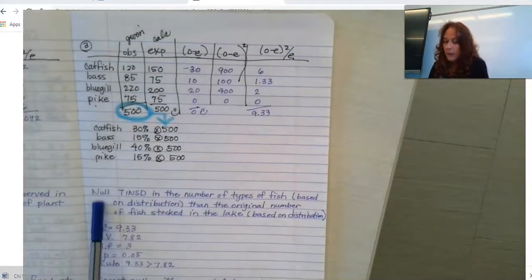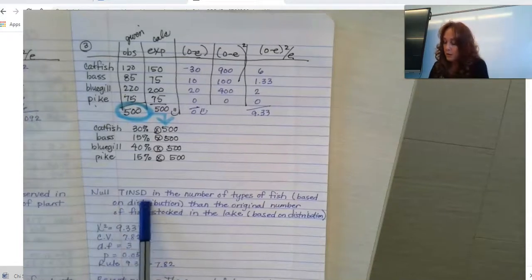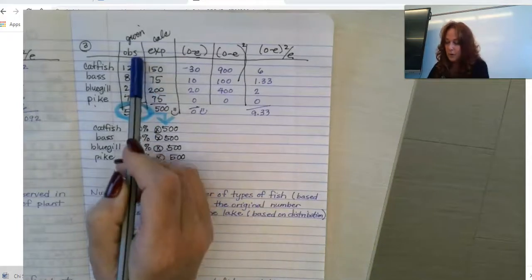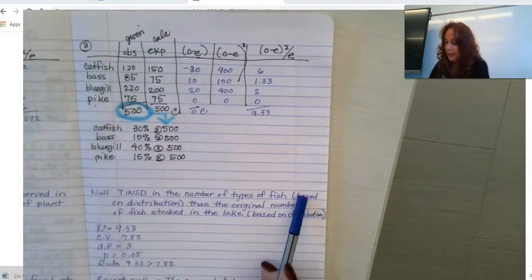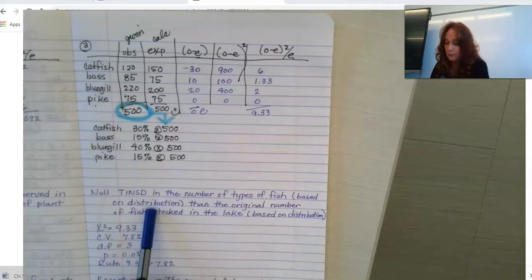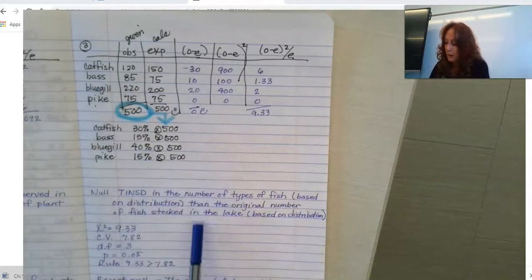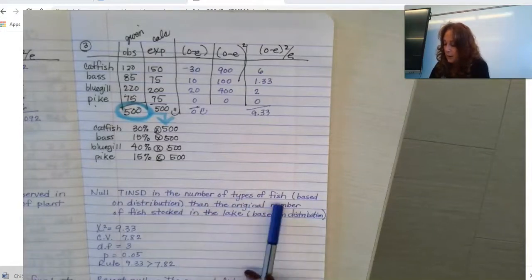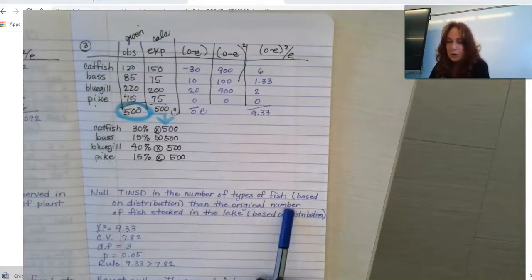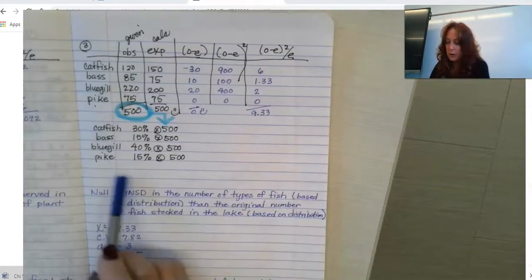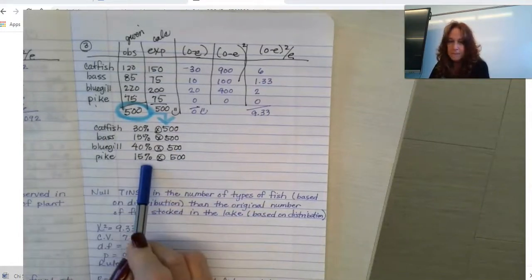So I wrote my null. There's no significant difference in the number of types of fish, because that's what I actually counted. And I just put "based on distribution" because that's what we did when we originally did it. And there's no difference in the number of types of fish than the original number of fish that were stocked in the lake, also based on a distribution, which is right here.